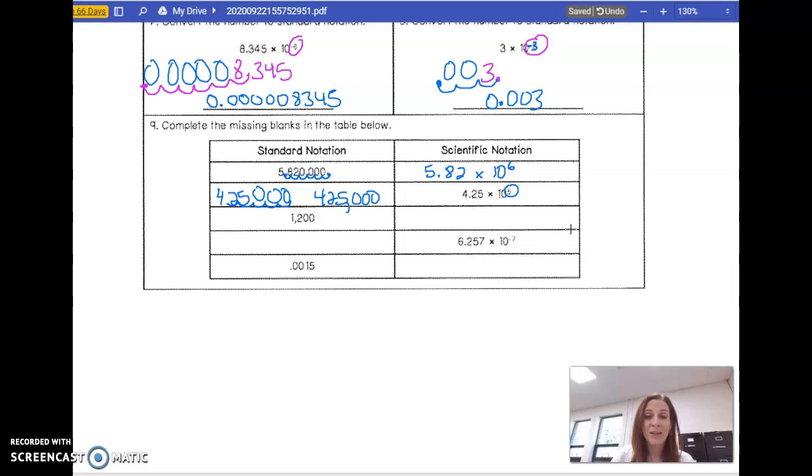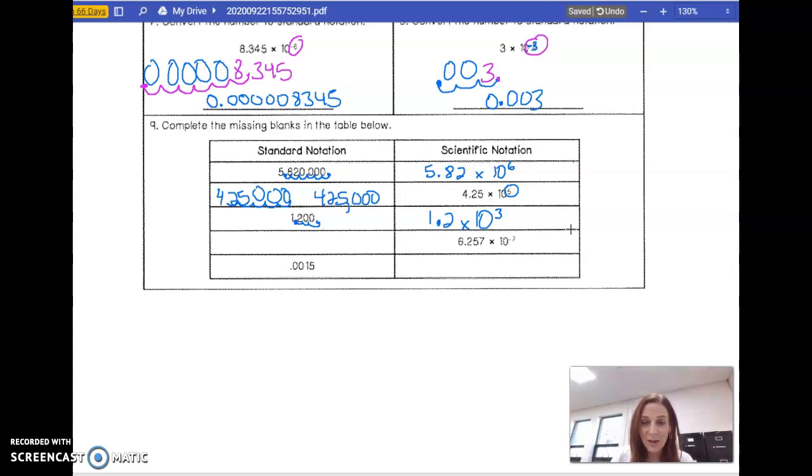1,200 to scientific notation. Here's my decimal point. Here's where I want it. So I know this is going to be 1.2 times 10 because it's always times 10. And I'm going to go from where I want it to where it is. I'm going to go to the right 1, 2, 3 times. And it doesn't really matter how you think of it. Understand 1,200 is a big number, bigger than 1. It's going to be a positive 3.